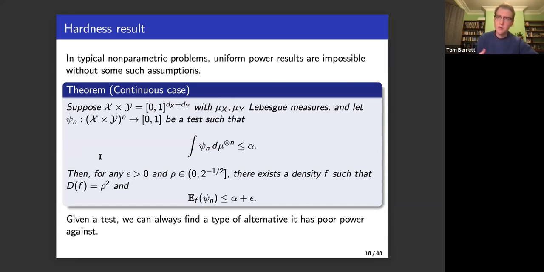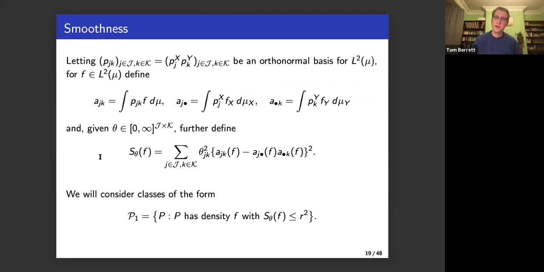I think that this was heuristically understood previously. It wasn't a huge surprise to us, but this says that we have to impose smoothness assumptions in order to have uniform power results. And the smoothness assumptions that we're going to impose are going to be of a Sobolev type. So if we expand our density functions in some basis for L2, then we can look at a quantity like this, and we can bound this quantity to control how quickly the coefficients in the basis expansion have to decay. If the coefficients decay very quickly, then this is a smooth density. And if they decay very slowly, then we say that this is a non-smooth density. So we consider classes of distributions where this quantity is bounded. And this is a fairly standard assumption in the non-parametric statistics literature.